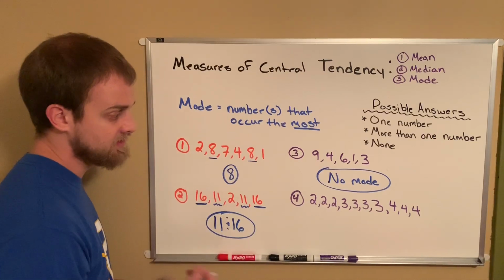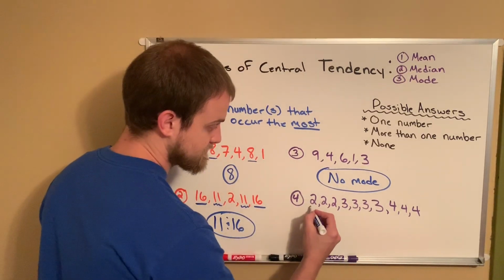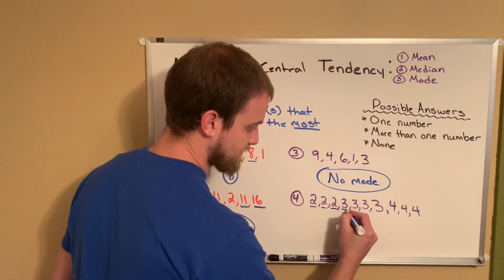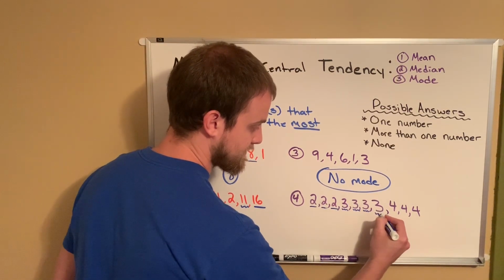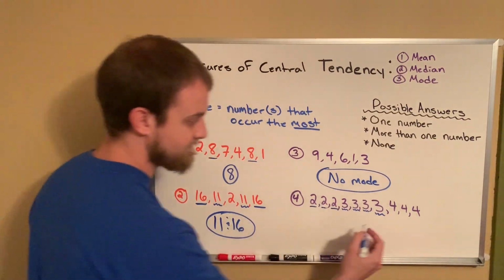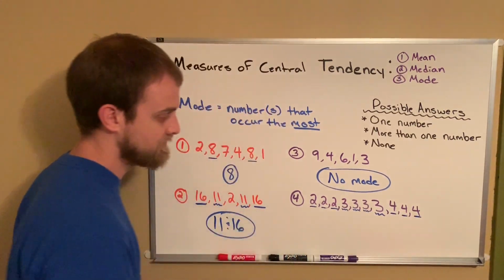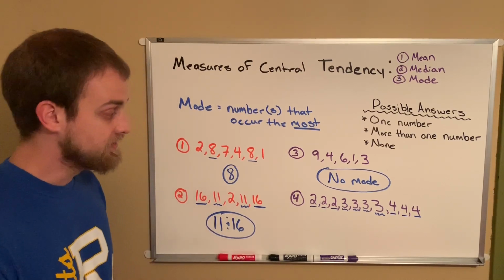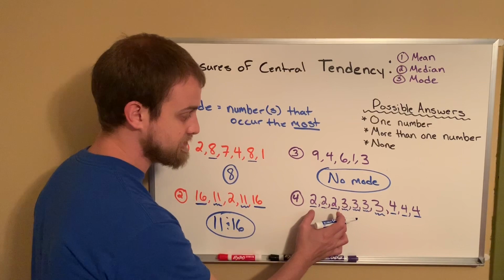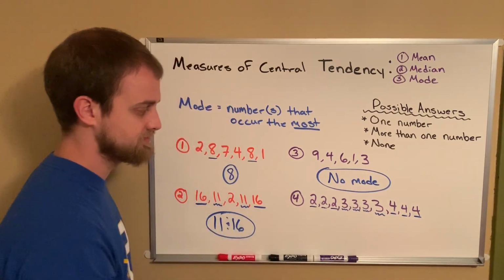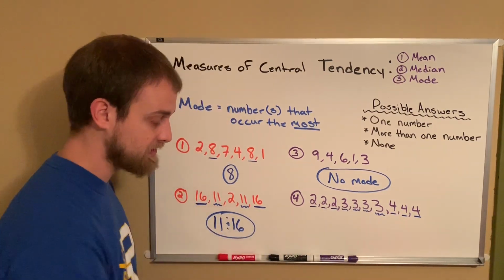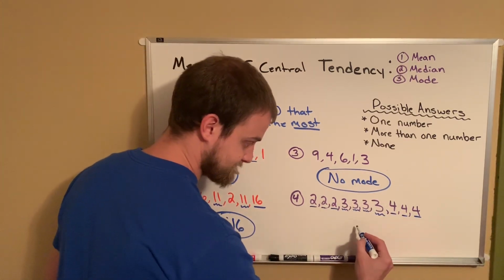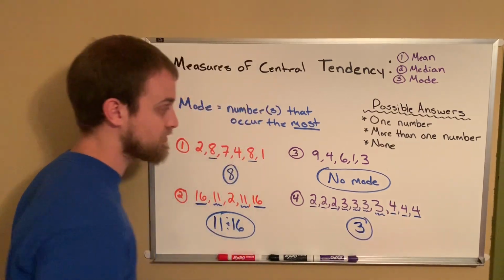Last but not least here, let's take a look. Oh, notice 2, 2, 2. But wait a minute, 3, 3, 3, 3. And then we have 4, 4, and 4. So the question is, which number is showing up the most frequently? Well, notice there's three 2s and there's three 4s. But there's actually four 3s. So the fact that there are more 3s than there are 2s and 4s means that 3 is our mode.